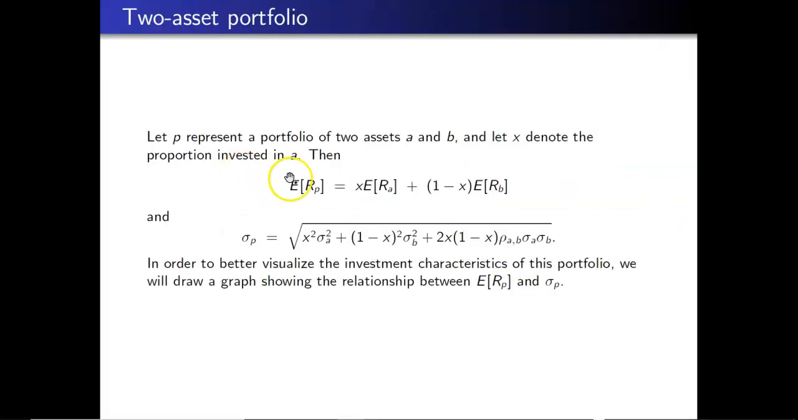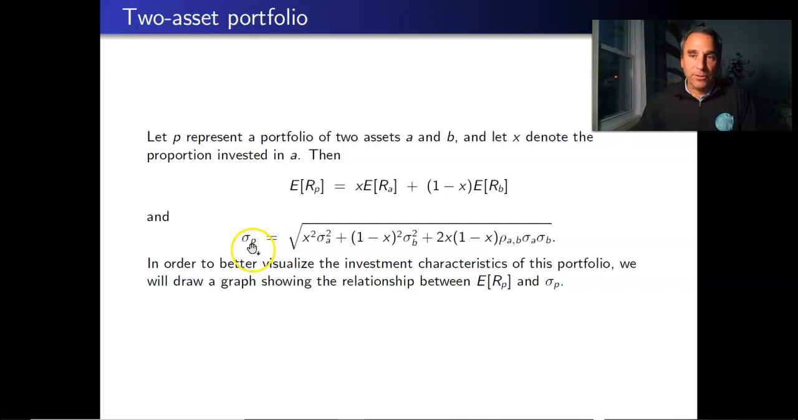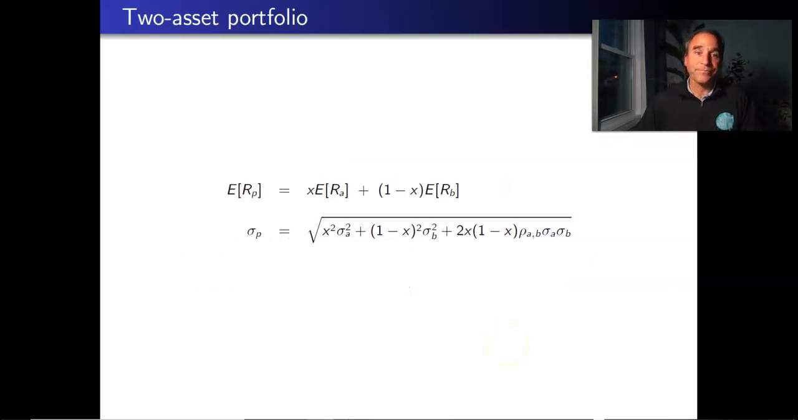We have a portfolio of 2 assets. Expected return is this. Standard deviation is this. Now we'd like to construct a graph showing expected return as a function of standard deviation. So how can we combine these two equations together to obtain a function that describes expected return as a function of standard deviation and vice versa?